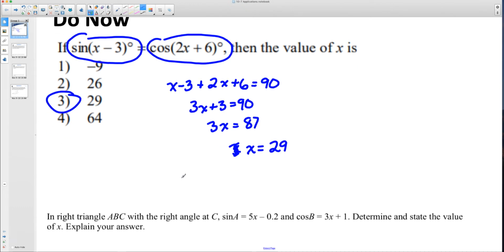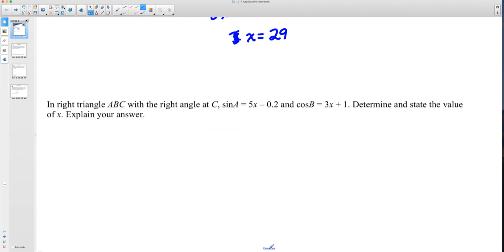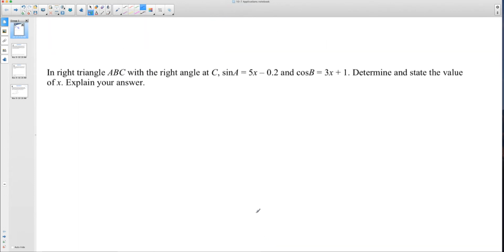The second one is similar in the fact that it's still dealing with cofunctions, but it's different because they're telling us sine of A equals 5x. This is the ratio. That's telling us what the ratio is. Whereas A and B are angles.